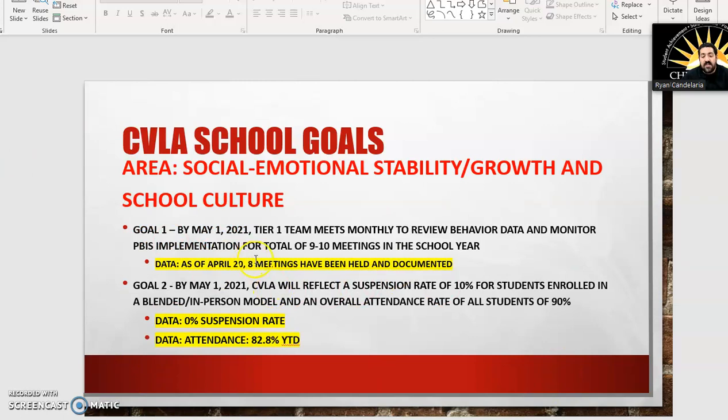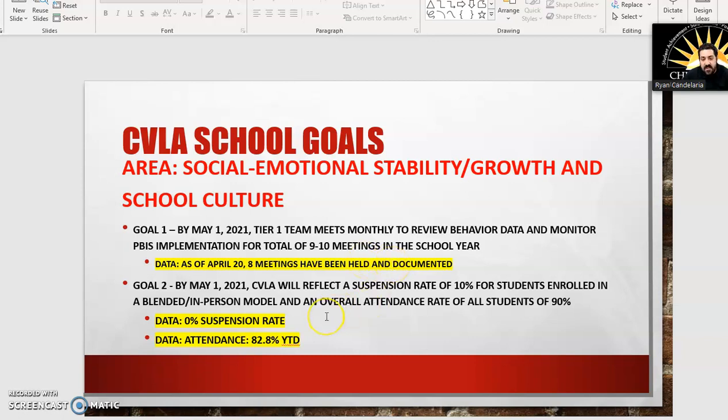Our third and last area of goals comes in the significant areas of socio-emotional stability, growth, and our school culture. Our first goal is that our Tier 1 PBIS team, a team that ensures that our school is utilizing positive behavior intervention strategies, meets every month to review behavior and monitor our PBIS implementation for a total of 9 to 10 meetings. So far, our behavior data is pretty much null and void because of distance learning and because of COVID. And we've had 8 meetings to discuss our PBIS implementation. So we're going to hit that goal here in the next week or so.